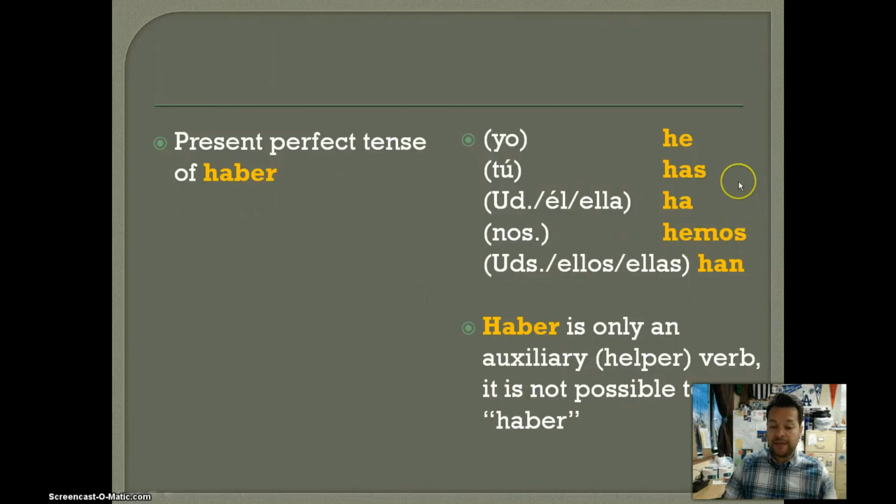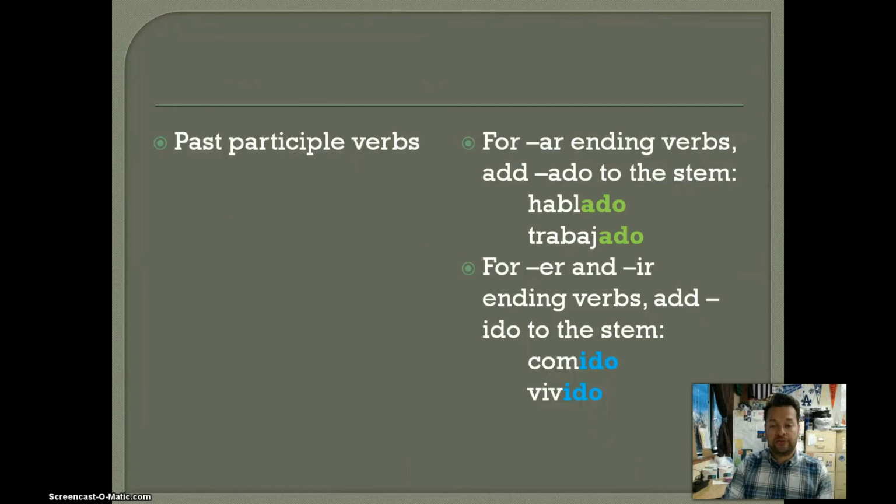Like I said, haber can't stand on its own. It's usually associated with another verb. You can't just say haber and then have people ask, what else did you do with that? So those are the present tense conjugations of the verb. Actually, these are the present perfect forms of hablar. That's the first component of your formula.